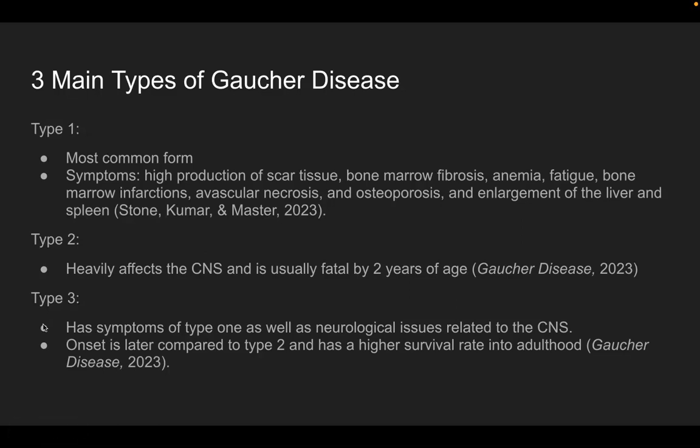Type 2 heavily affects the central nervous system and is unfortunately fatal by 2 years of age. Type 3 has a more positive outlook. It has a higher survival rate into adulthood than Type 2, and the onset is much later. It has all the symptoms of Type 1 as well. However, neurological issues are also involved.